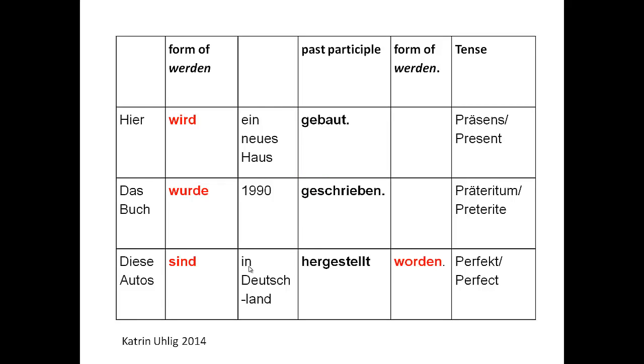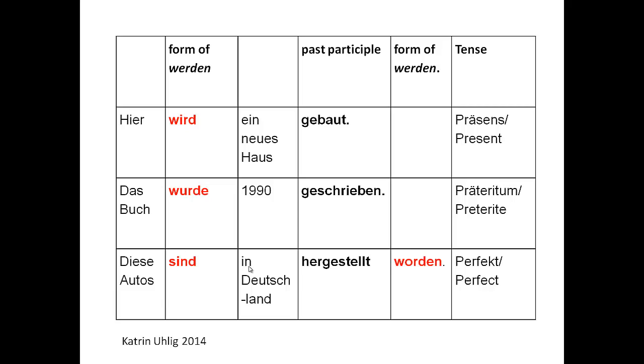Here we've got a few examples of passive sentences in different tenses, and we notice each time our form of werden is different. So it's different in the present, it's different in the Präteritum, and it's also different in the perfect tense. So if you're not sure about your forms of werden, it really is crucial that you familiarize yourself with these forms because they're essential for making passives in German.